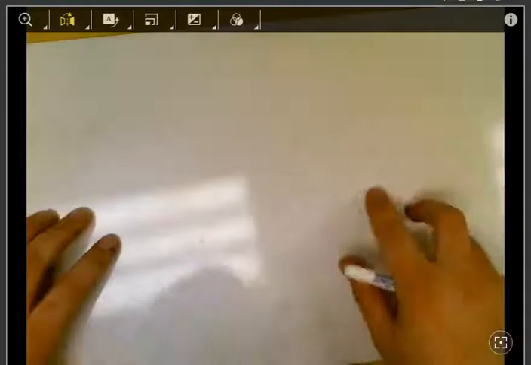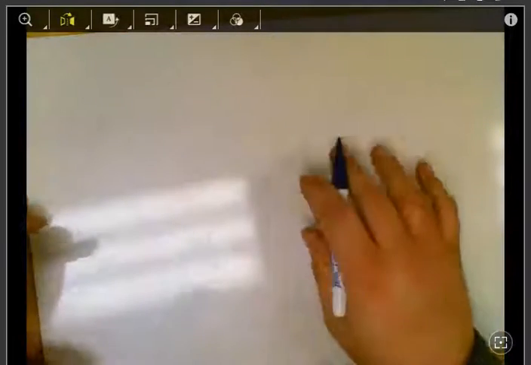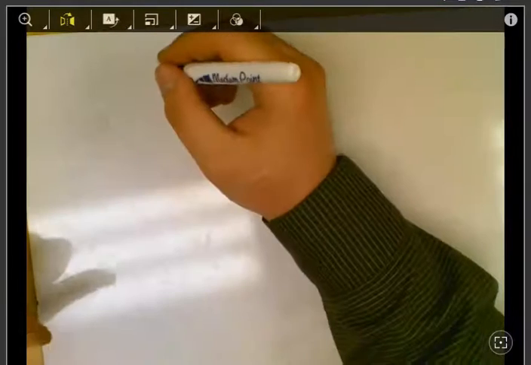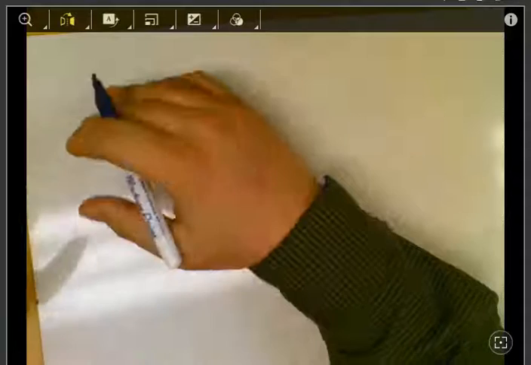Hello everybody, so we're starting chapter 7. I'm not going to do example 1 just yet. I wanted to give you a little background before we started example 1, just to make sure you guys are prepared for this. So we're learning about square roots now.